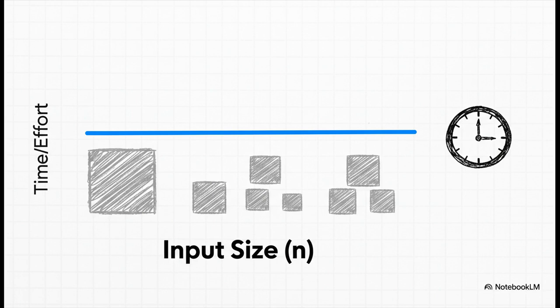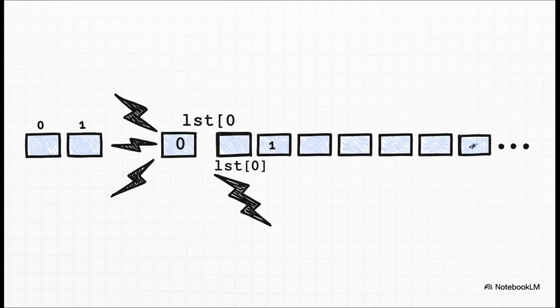It means your code takes the same amount of time to run no matter how big the input is. 10 items, 10 million items, it doesn't care. The effort is constant. And here's a perfect, simple example. This Python function just gets the first element from a list. Think about it. Python knows exactly where the beginning of that list is in memory, so it just grabs it. The length of the list is totally irrelevant. That's O of 1 in a nutshell.